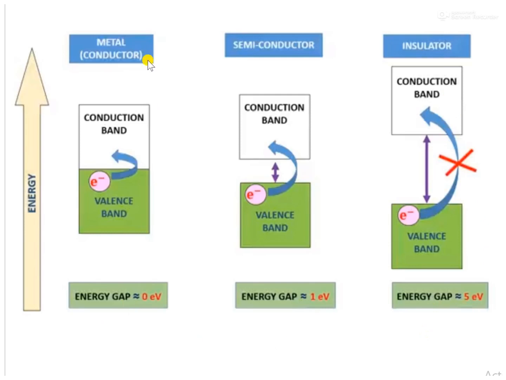So in case of metal conductors, this energy gap is 0, or it may be very small. In case of semiconductors, the energy gap is smaller than insulators, but larger than metal conductors. In case of insulators, this energy gap is very large, so it is difficult for electrons to move from valence band to conduction band.